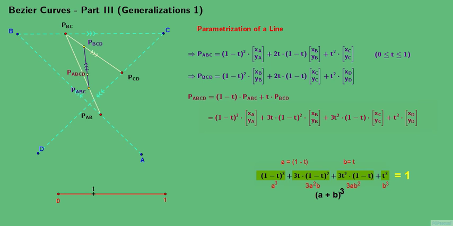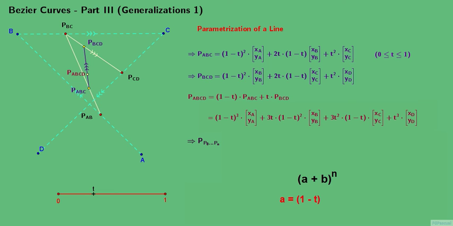What this seems to lead up to is that if we are going to generalize this idea to take a look at Bezier curves for P sub 0 through P sub n, then we should take a look at the expansion of the nth power of the quantity A plus B, where A is equal to 1 minus t and B is equal to t. And on this note, we write down the parametrization for the Bezier curve for P sub 0 through P sub n.